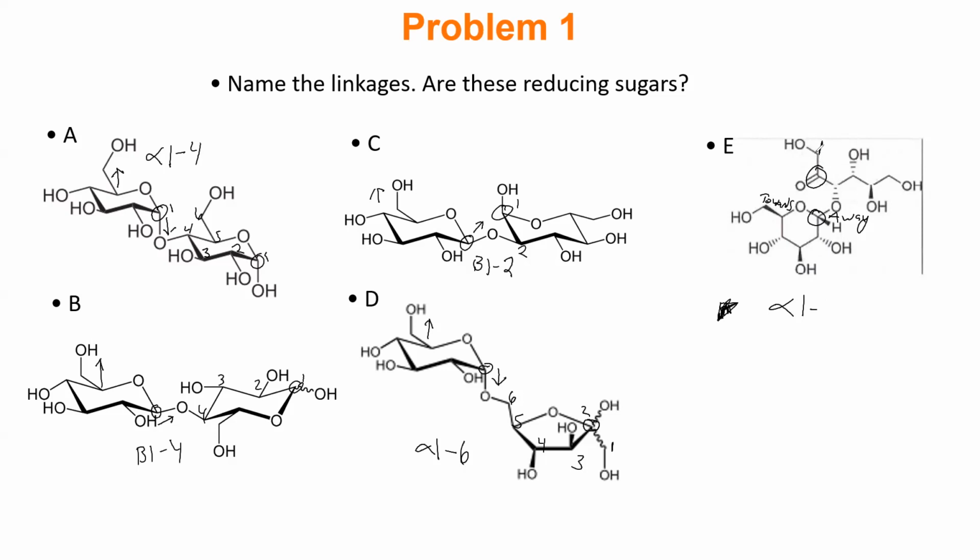the sugar that's above the anomeric, that's carbon 1. So that's 1, 2, 3. So this is an alpha 1, 3.